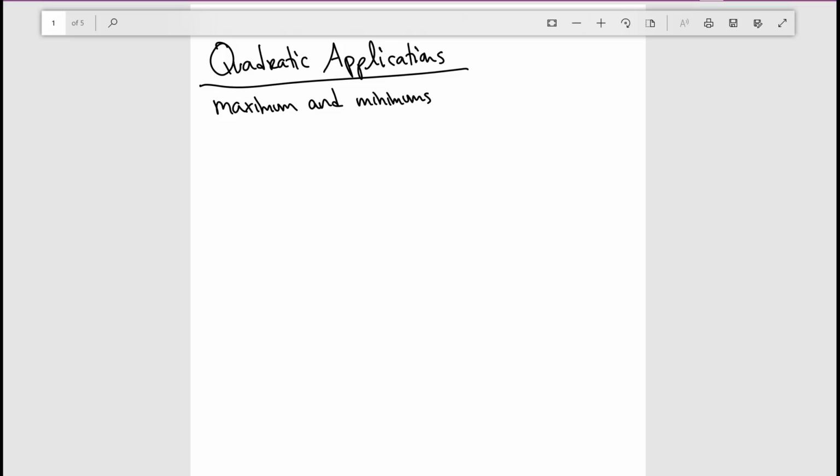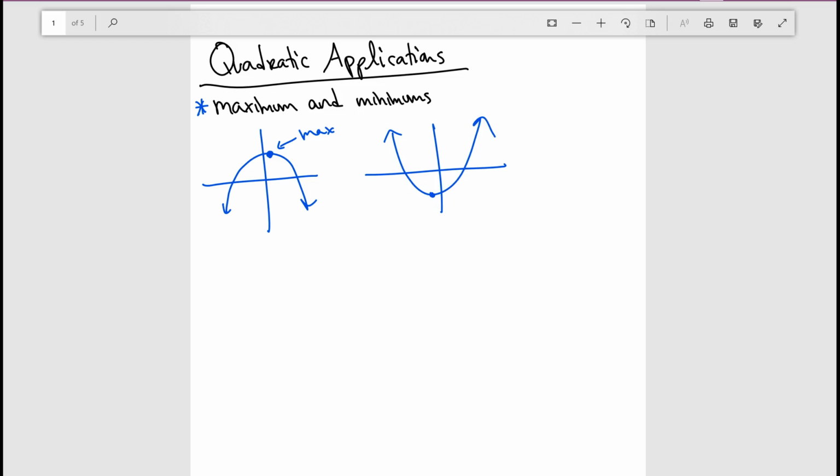So here are quadratic applications, and basically these are word problems. When we're talking about word problems, we're mainly talking about maximums and minimums. If you see a parabola, you can get a maximum when it's an unhappy parabola, or you can achieve a minimum when it's a happy parabola.